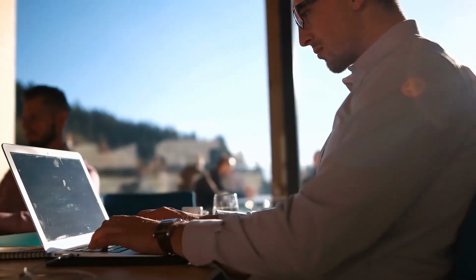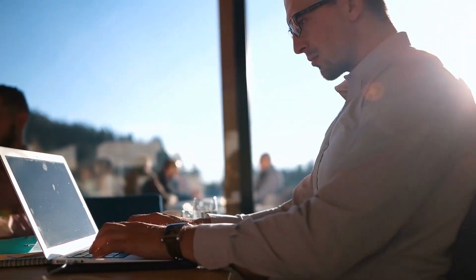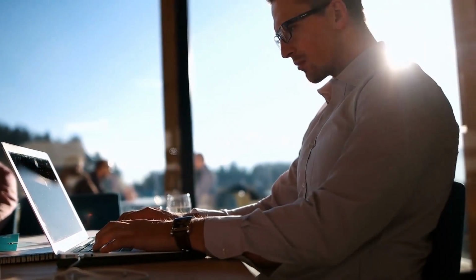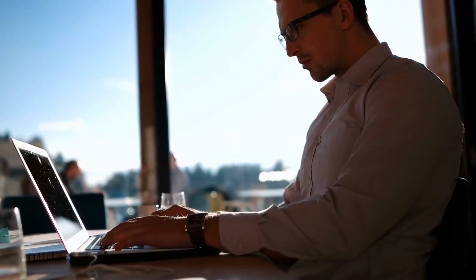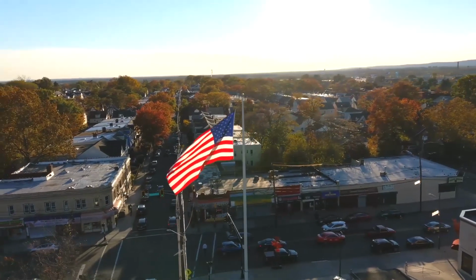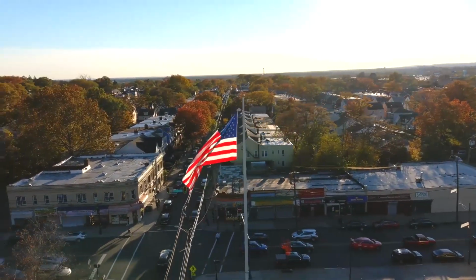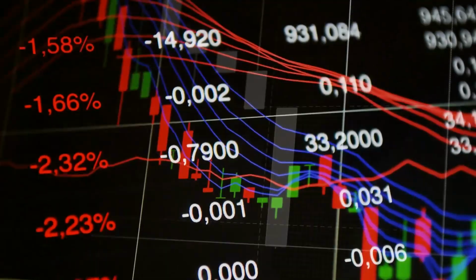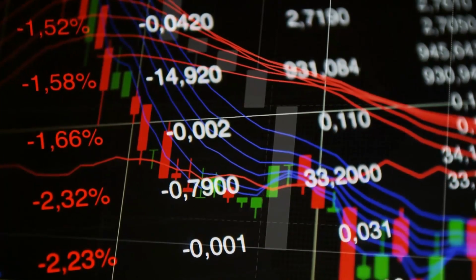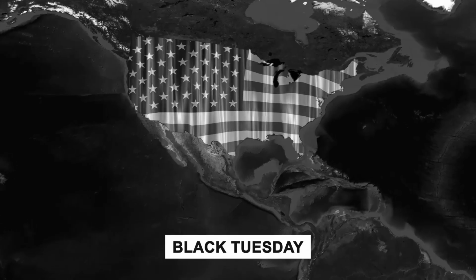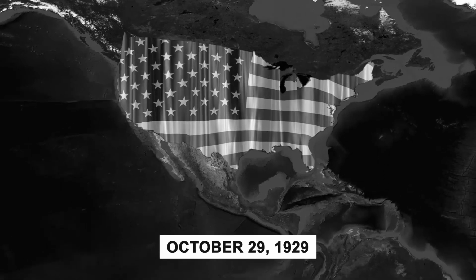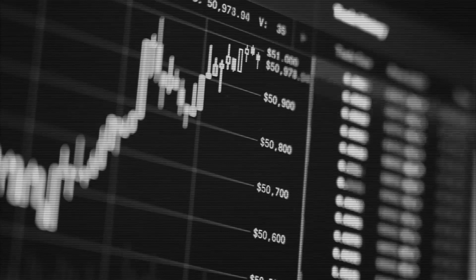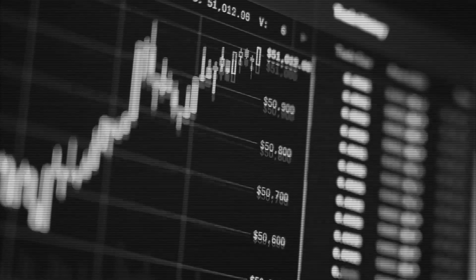Let's start by journeying back to 1929, which reshaped financial markets forever. Before we explore the crash itself, let's set the stage. In the late 1920s, the United States was experiencing a period of unprecedented prosperity known as the Roaring Twenties. The stock market was booming and optimism was high. Then came Black Tuesday, October 29, 1929. This was the day when the stock market crashed, wiping out billions of dollars in wealth.